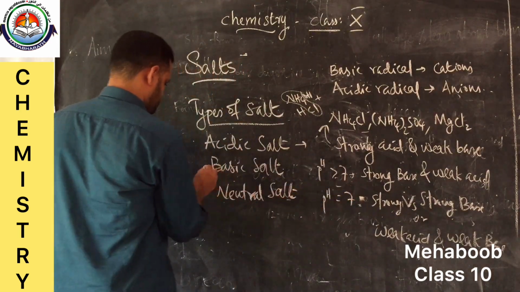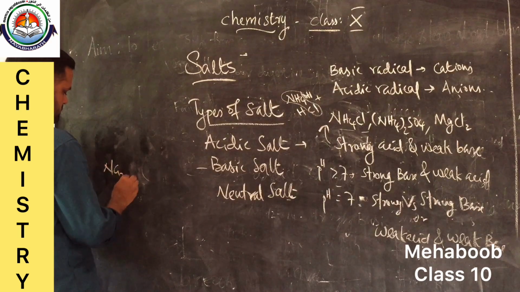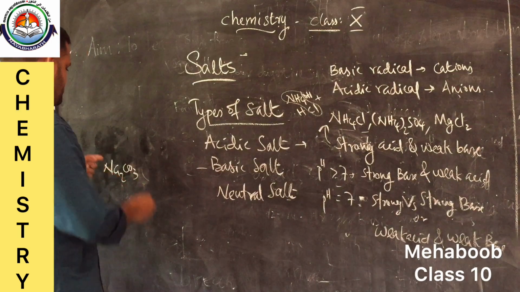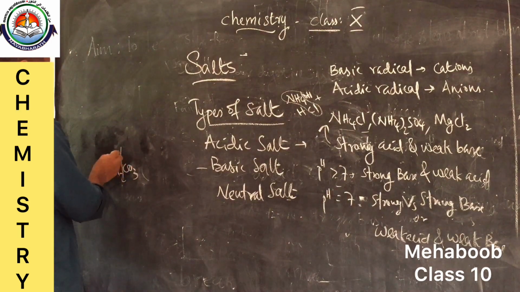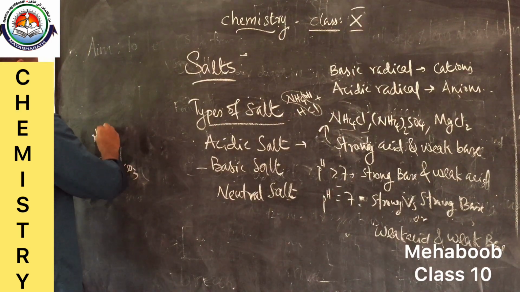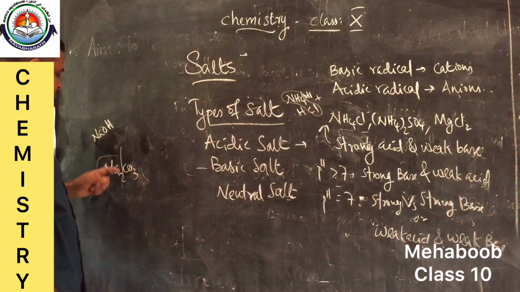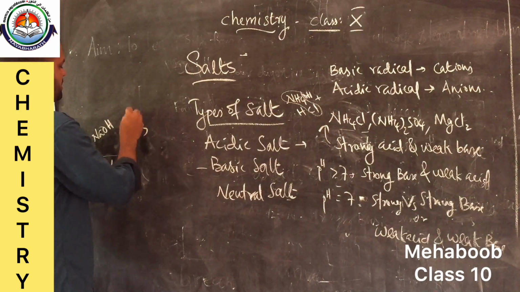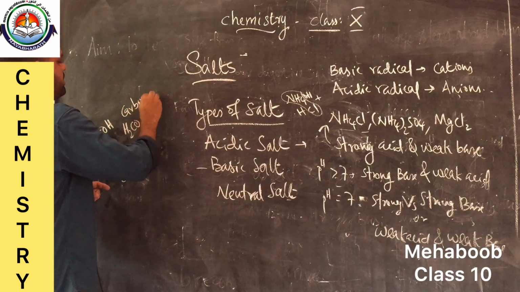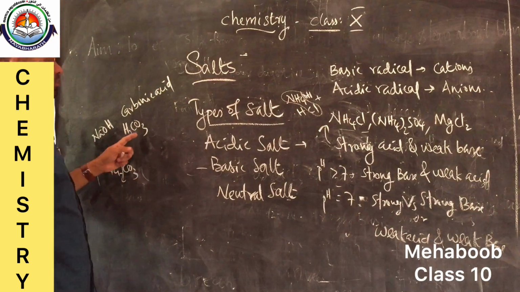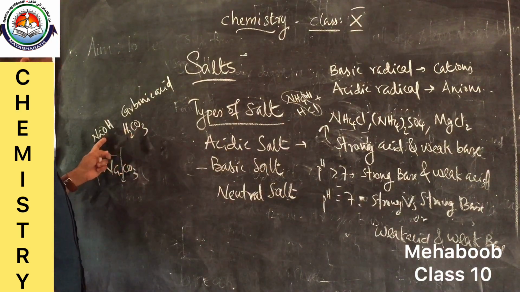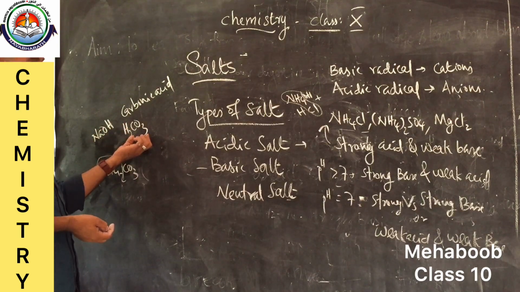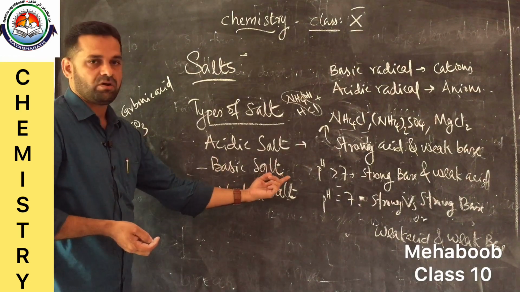Then basic salt. Examples for basic salt are sodium carbonate. For one example I will give you sodium carbonate. See, sodium carbonate, here this is the basic radical. So here we get sodium hydroxide is the base, and here this carbonate is coming from H2CO3, that is called carbonic acid. This carbonic acid is a weak acid and sodium hydroxide is a strong base. So by the reaction between strong base and weak acid, we get basic salt.